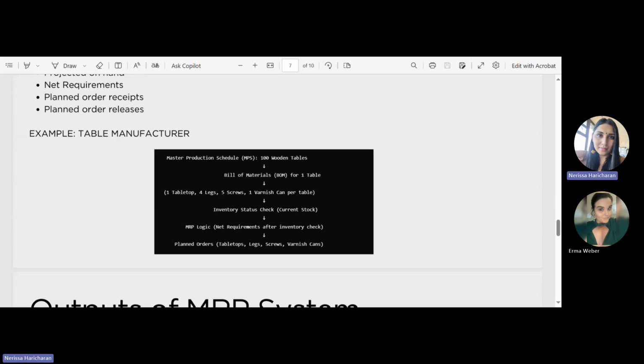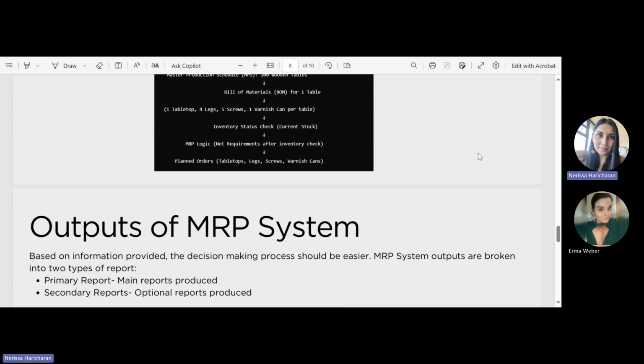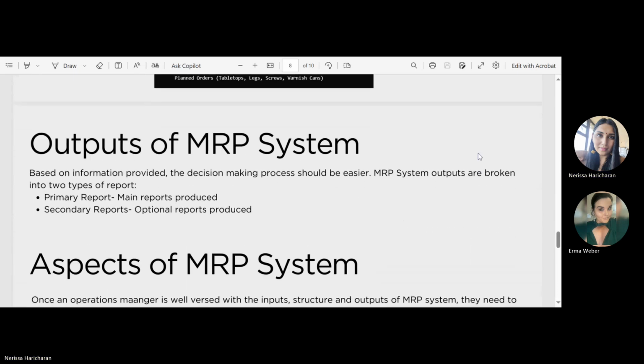So your MRP system now generates the orders in terms of how many tabletops are required, what legs are required, what the screws are, what the varnishing cans are. These orders are scheduled based on the production timeline and the lead times for delivery. Whether it takes 2 weeks, 3 weeks, whatever that time period is, that's what it's going to be. But I'll share that example so you have a bit of an understanding.